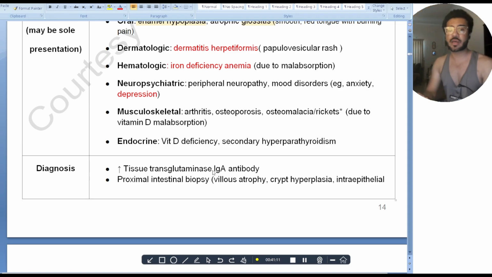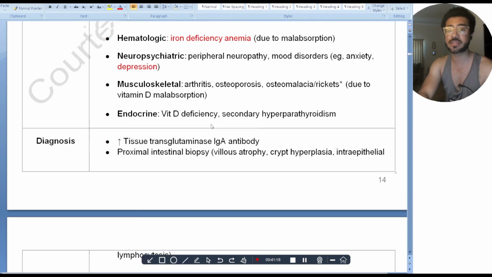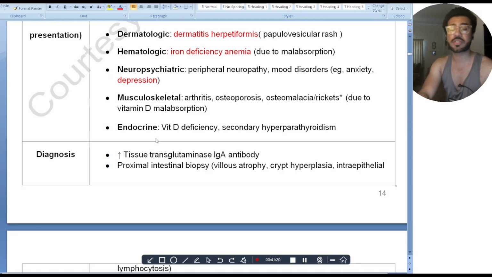So you measure the level of tissue transglutaminase IgA antibodies in the body, and that confirms the diagnosis of celiac disease, as well as the final confirmation would be done by the biopsy, proximal intestinal biopsy, proximal jejunal biopsy. So what are you going to see upon microscopic examination? You're going to see villus atrophy. Why? Because there is inflammation going on, crypt hyperplasia.